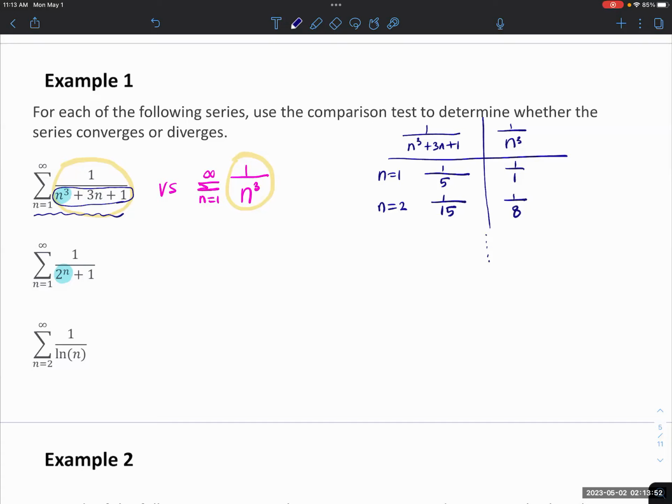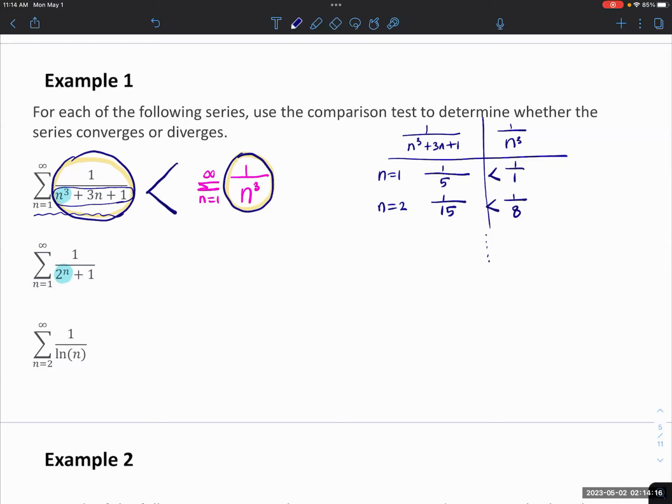So you're going to keep on going all the time. This is larger. 1 is larger than 1/5. 1/8 is a larger fraction than 1/15. So I found out that this fraction is larger than this fraction all the time. So therefore, I can set it up. This relationship is going to be true as well.